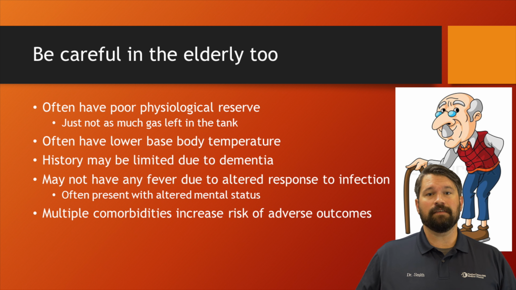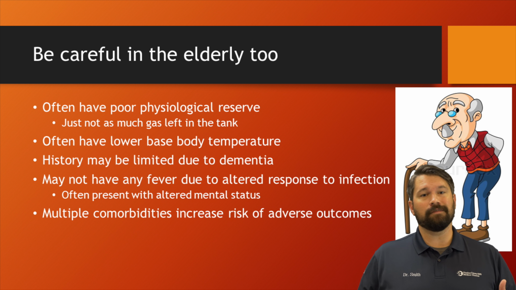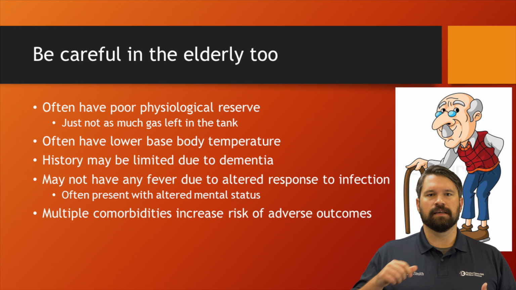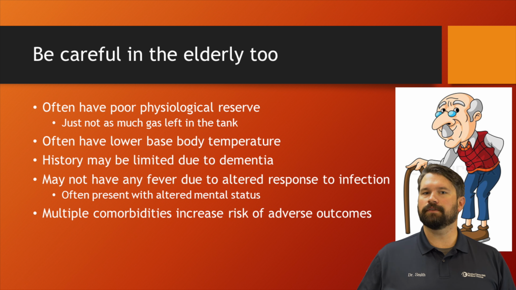They may not even have any fever because they have an altered response to infection. They come in with a normal temperature, but they may be altered. Oftentimes we see urinary tract infections as a very large cause of altered mental status. They have multiple comorbidities: diabetes, heart disease, high blood pressure, cancer, chemotherapy, radiation, things like that, all of which increase the risk of infection and help to blunt the response to the infection.